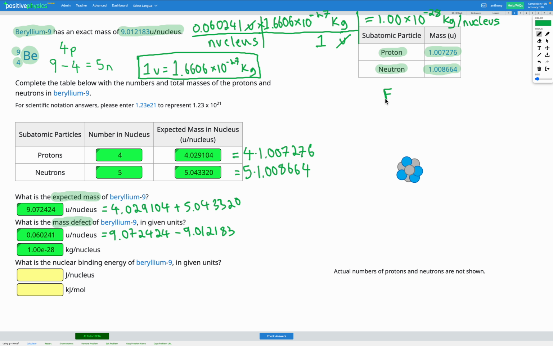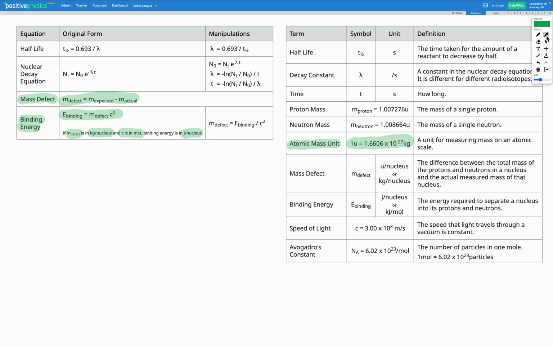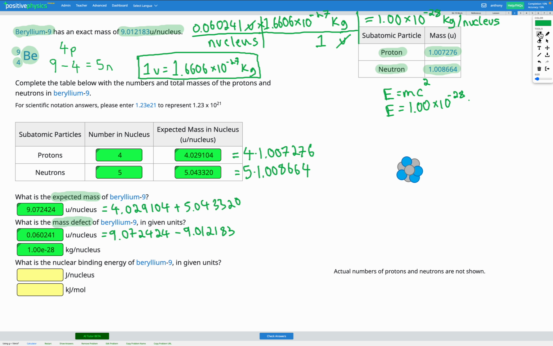So we've got E equals mc squared. So m, that's our mass defect in kilograms per nucleus, which we calculated as 1.00 times 10 to the power of negative 28. Then it's multiplied by c, which is the speed of light. Here we can see the speed of light is 3.00 times 10 to the power of 8 meters per second.